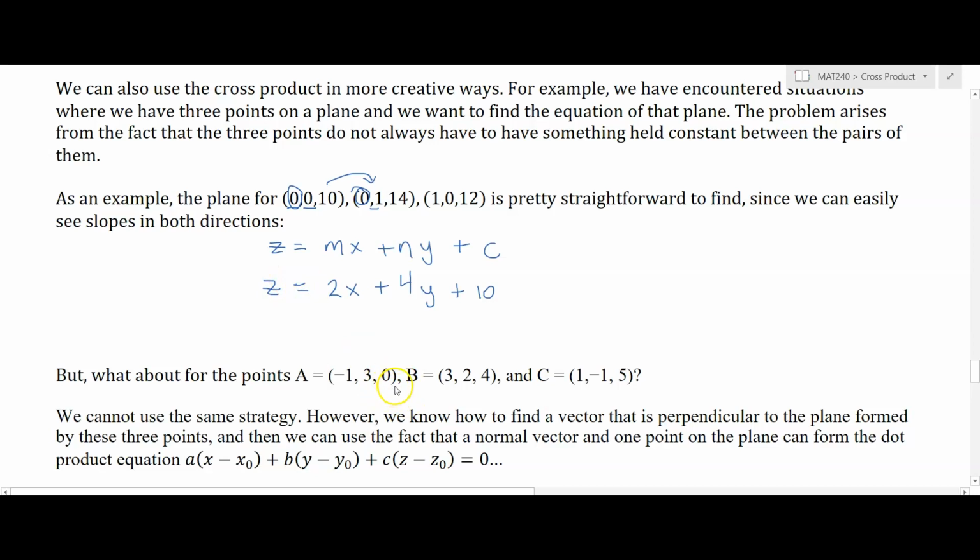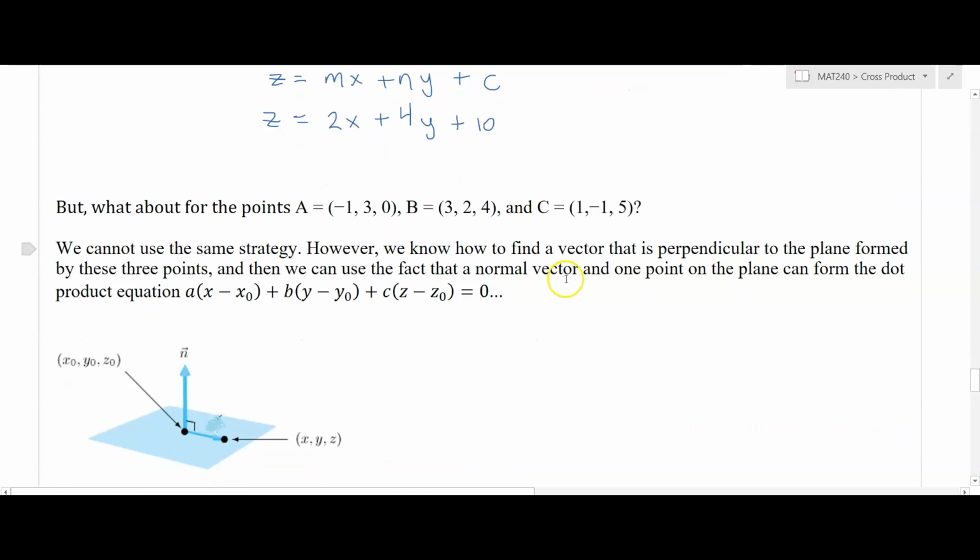But consider these 3 ordered triples: negative 1, 3, 0; 3, 2, 4; and 1, negative 1, 5. We see that from every ordered pair to every other ordered pair, there is a change in both the x and the y components. So we cannot utilize this process.